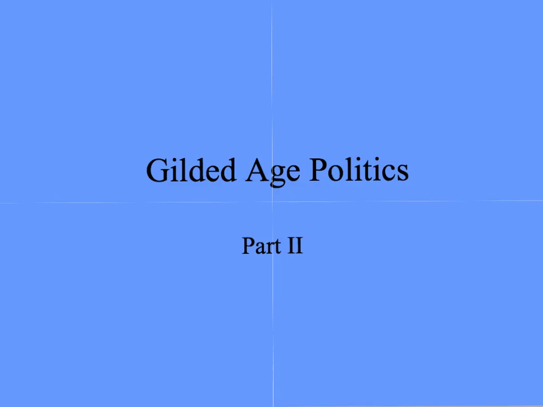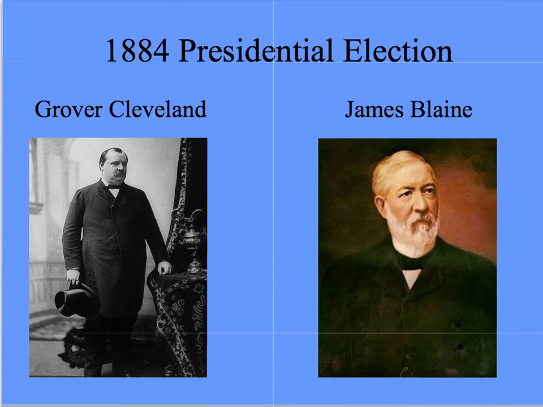All right, I hope we're all set to go here on part 2 of the Gilded Age Politics, Chapter 20, Part 2. We left off last lesson with having seen Chester A. Arthur assume the presidency after the assassination of James Garfield. And so we'll pick up here with the presidential election of 1884, which sees Grover Cleveland winning the nomination for the Democrats, going against the Republican James Blaine.